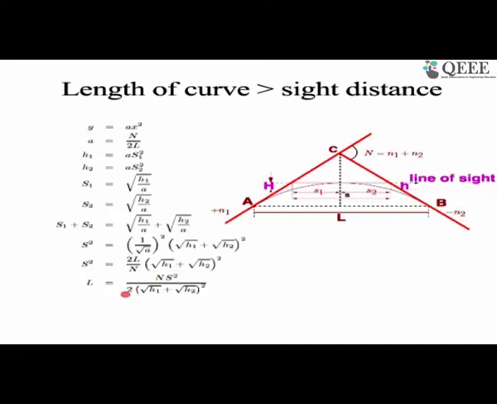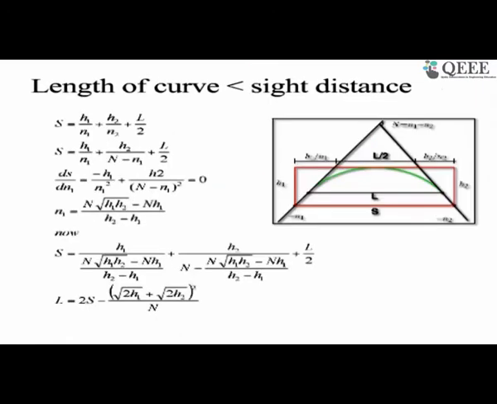Now here is the catch: we don't know the length, we are trying to find out the length, and we have assumed that the length is more than the sight distance. So in this process, if we find the obtained L is actually less than the sight distance, this process fails. So we need to look into the other process. The other process is when the length of curve is less than the sight distance. In this case, there is a portion which is going to be outside the curve, and then we need to formulate it.